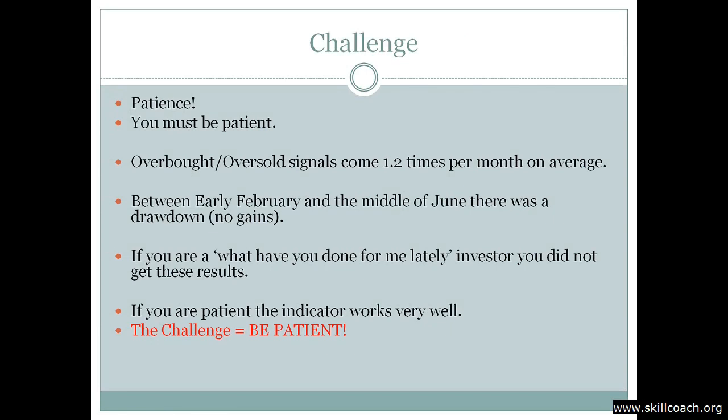But there is a challenge here, and it's an important one. And that is you must be patient. Overbought or oversold conditions have come only 1.2 times per month on average. But remember, there was a 3-month period that there were no alerts at all. In fact, there were drawdowns at the end of March. So if you started looking at this at the end of March and you didn't get a profitable trading signal until June, hey, you could have said, what have you done for me lately?